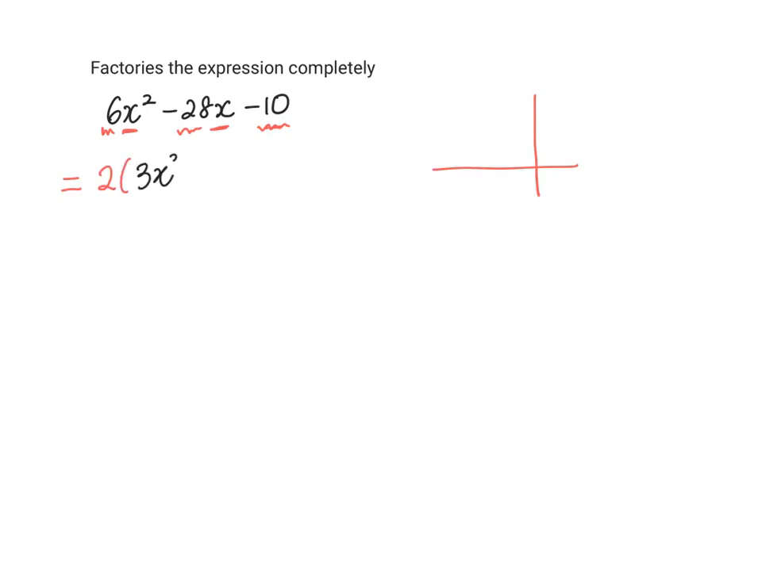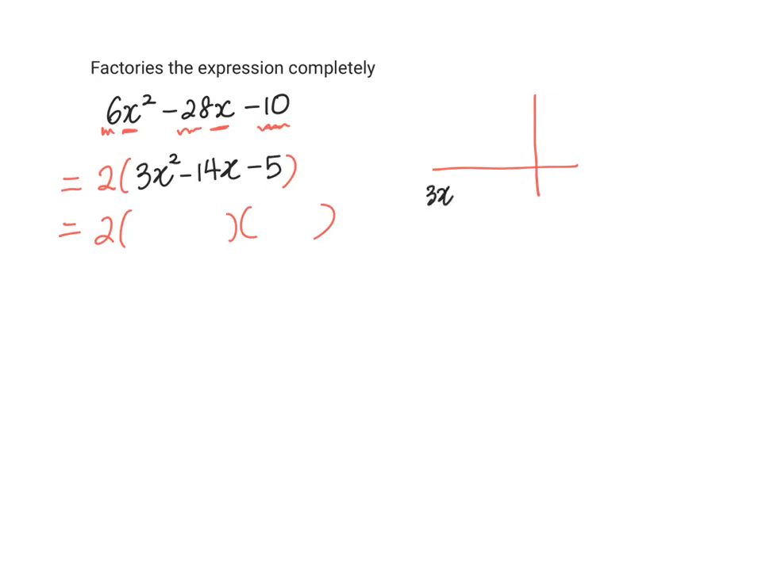3x squared minus 14x minus 5. You will notice that your calculator will be able to give you 2 answers, but it will not tell you that you need to factorize out the 2. So this one you have to do it on your own. So now we keep 2, and then we are going to factorize the 3x squared minus 14x minus 5. So most of you are able to do it.